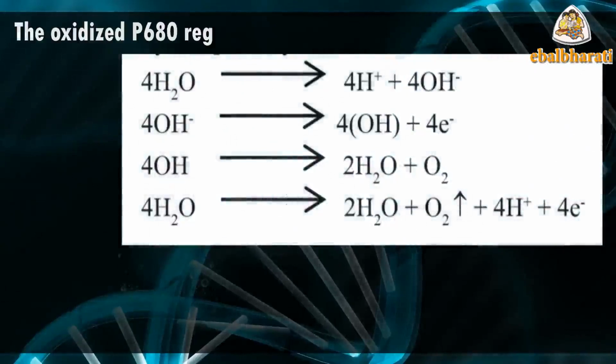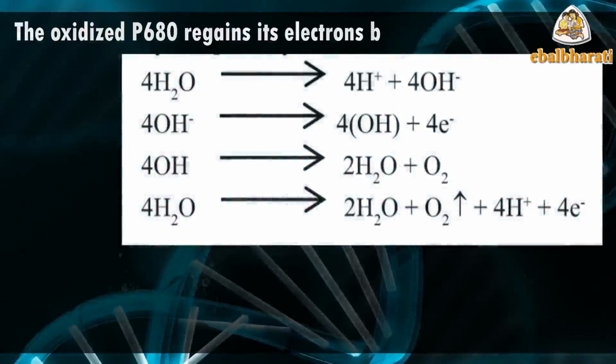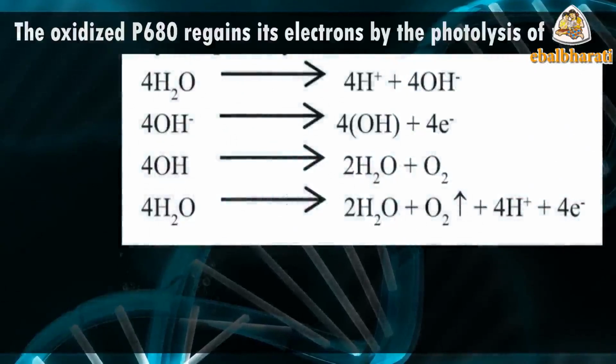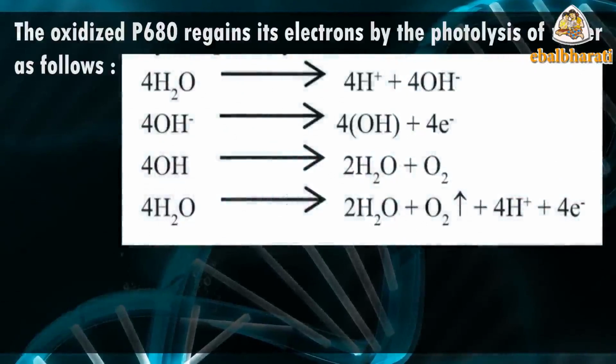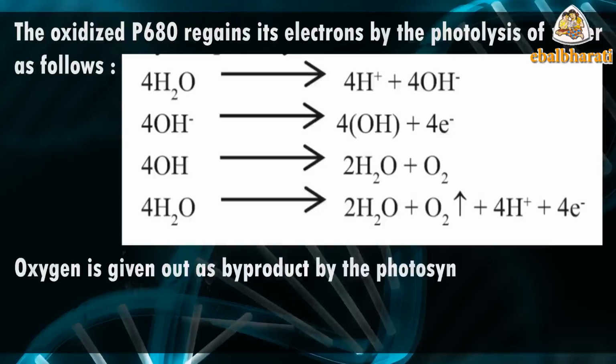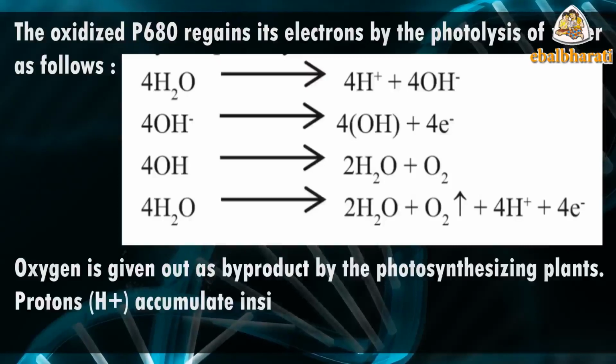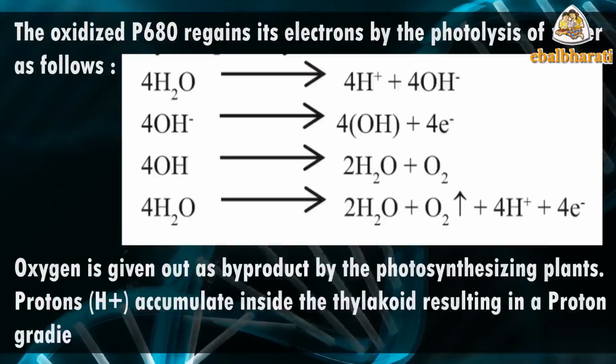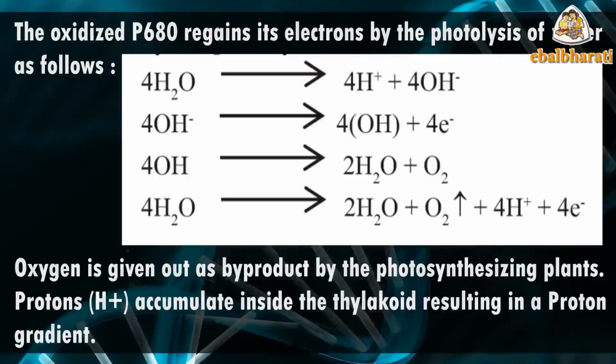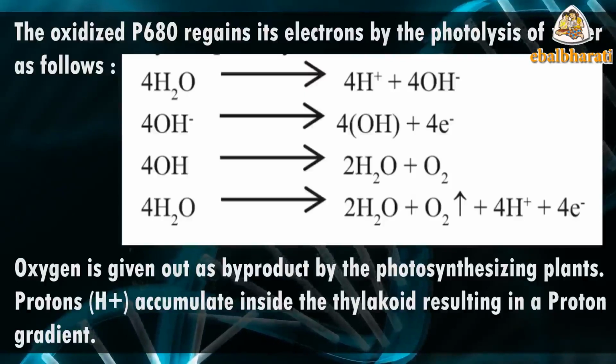The oxidized P680 regains its electrons by the photolysis of water as denoted below. Oxygen is given out as a byproduct by photosynthesizing plants. Protons, H positive, accumulate inside the thylakoid resulting in a proton gradient.